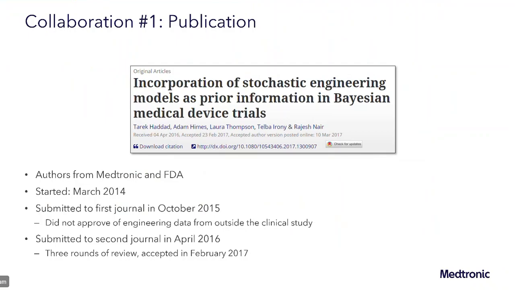The first collaboration was a publication. So when you're introducing a new method, one of the best ways to get it socialized is through the publication process, especially if you have joint authors from different agencies.